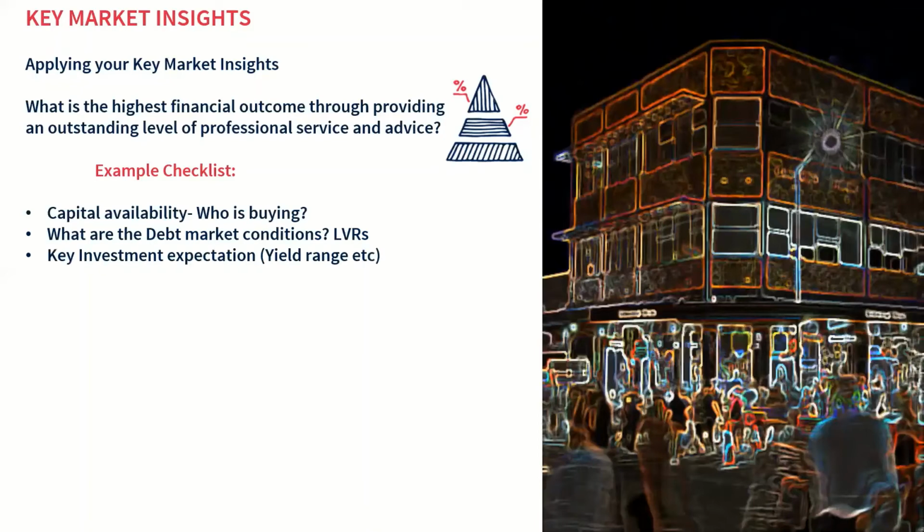Key investment expectations. What sort of yields are expected in the marketplace, for example? Or it could be, in the case of a development site, what sort of rate per square metre do we normally estimate the range to be in terms of the land content? It might also be understanding what building materials are doing and costing in terms of bringing a particular asset to market.